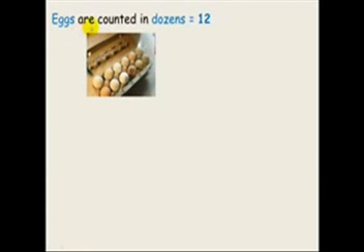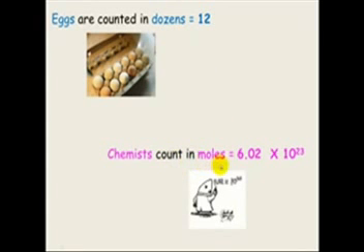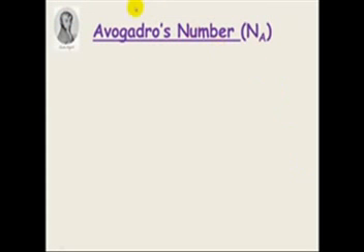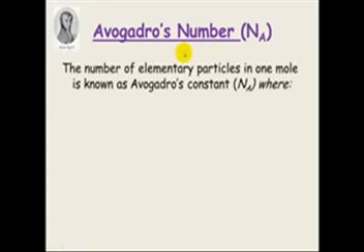In the same way that eggs are counted in dozens, where 1 dozen equals 12, chemists count in moles, where 1 mole equals 6.02 by 10 to the 23rd. It's just a counting quantity. So, Avogadro's number. Avogadro was the guy that came up with all of this, and he's so famous that he gets his own number that we use all the time. This number is the number of elementary particles in 1 mole, and it is equal to 6.02 by 10 to the 23rd. So this is Avogadro's constant, or Avogadro's number.